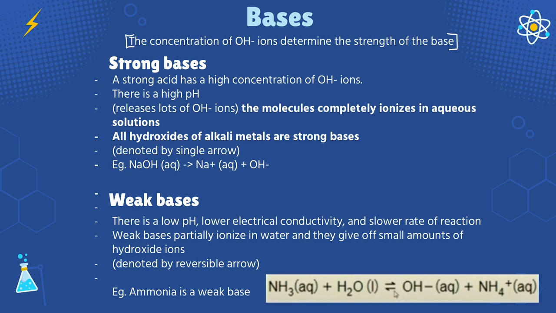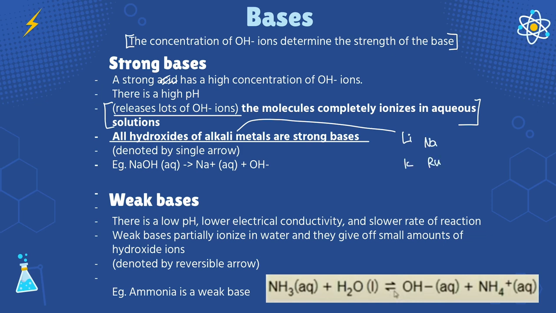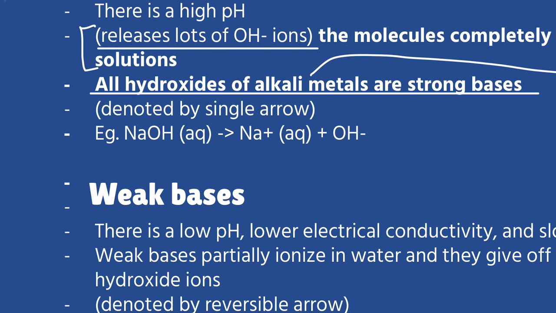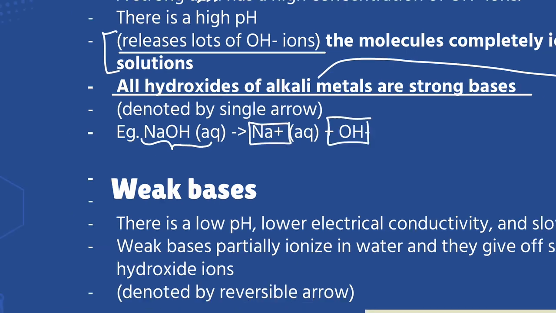For strong bases, we see that they completely ionize in aqueous solutions, so they release lots of OH- ions. So a strong base has a high concentration of OH- ions and a higher pH. An example here: all hydroxides of alkali metals are strong bases. Alkali metals are lithium, sodium, potassium, rubidium, caesium, francium, and so on. Here we've got an example of sodium hydroxide dissociating completely to form sodium ions and hydroxide ions.